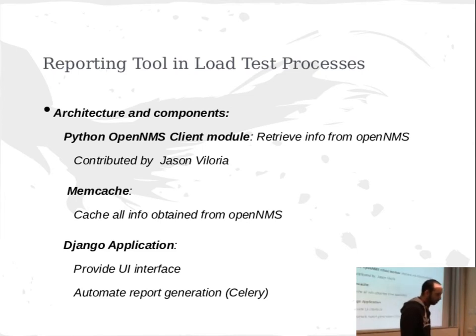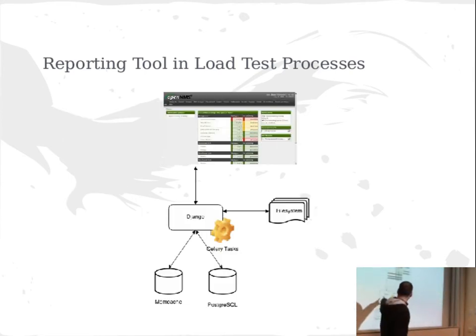And also we have a Django application that provides a user interface and the automation of this report generation. The Django application consumes the cache and has its own database. So when you try to create a new report, Django will create a temporary task that basically connects to OpenNMS, retrieves all the graphs that you need to create the report, and stores them in the file system. It's very simple.